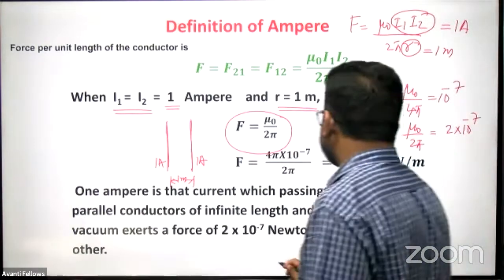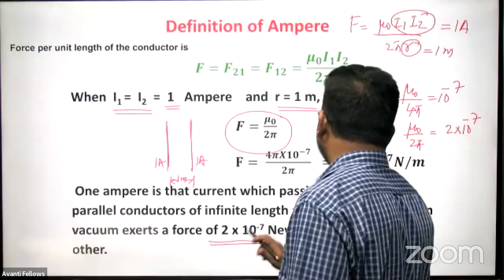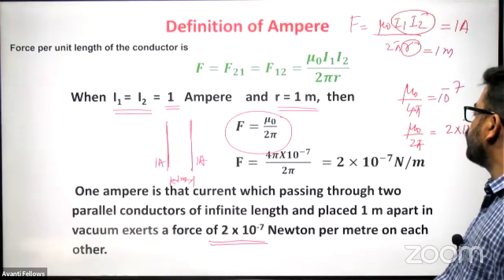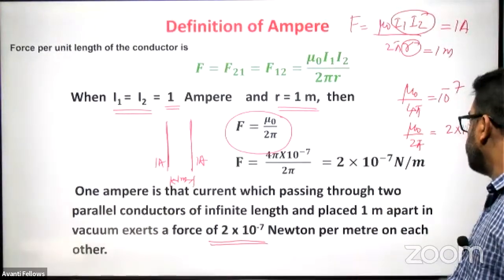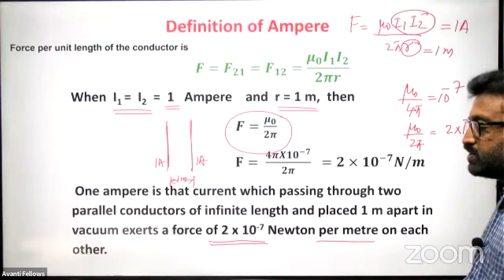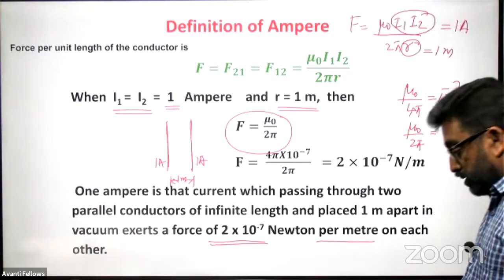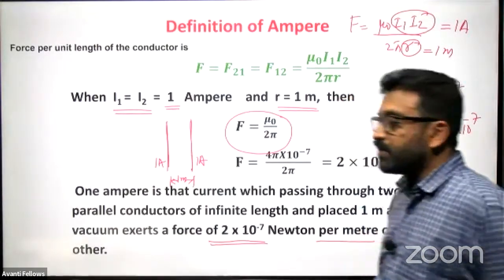They exert a force of 2 into 10 power minus 7 Newton per meter. On each meter, it exerts a force of 2 into 10 power minus 7 Newton on each other. So this is the definition for ampere.